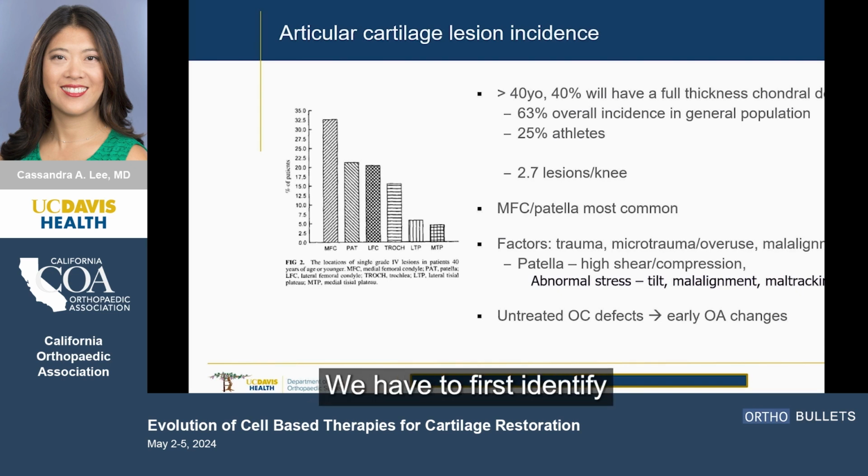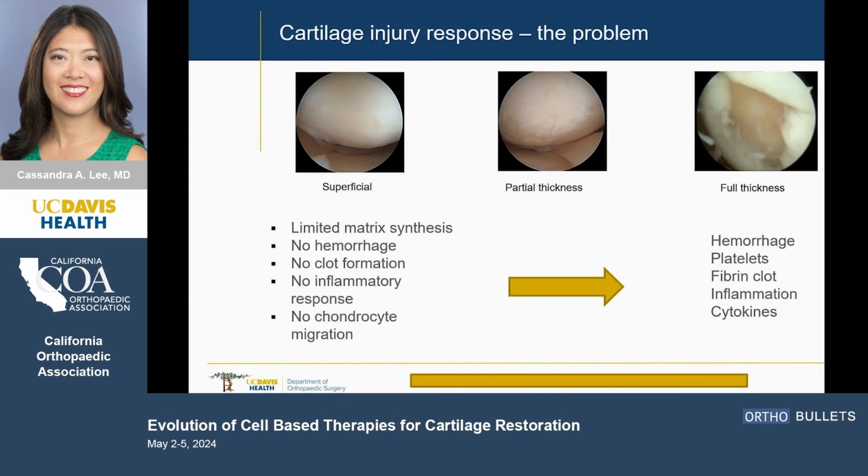We have to first identify if they're symptomatic, because we assume that once these cartilage defects occur, they will eventually progress and become osteoarthritis down the road. So when we think about cartilage injury, the cartilage is in and of itself, as Dr. Lane had mentioned, aneural. It's also avascular, and so the intrinsic ability for cartilage to heal is very limited.